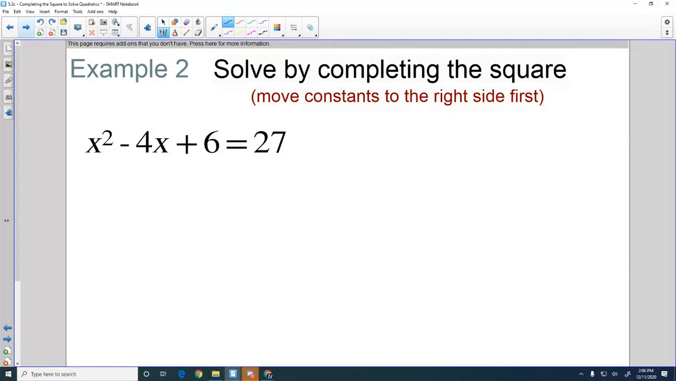All right, this one, we don't need to set the y to 0 because there is no y in it already. We want to solve this quadratic equation by completing the square. So here's what we're going to do. Go ahead and take a moment to write this down. x squared minus 4x plus 6 equals 27.